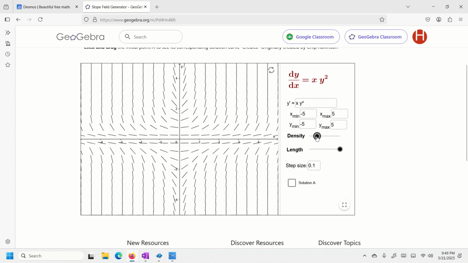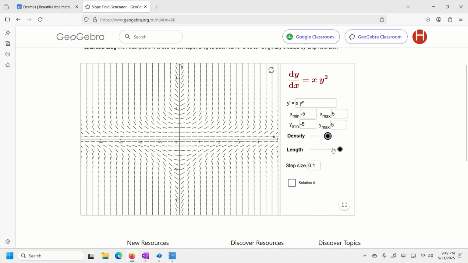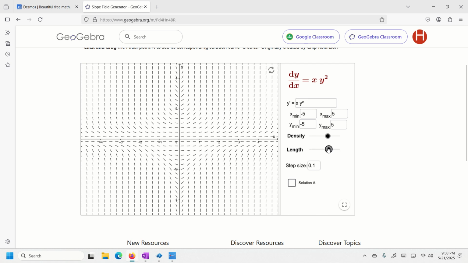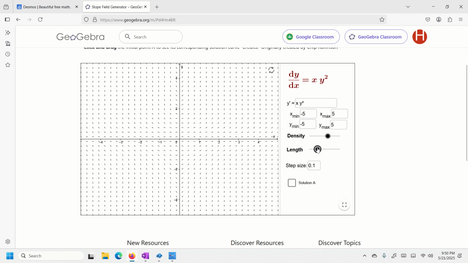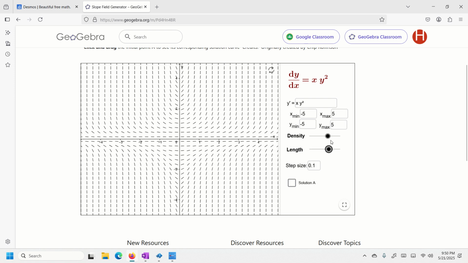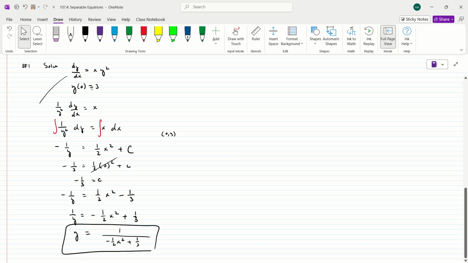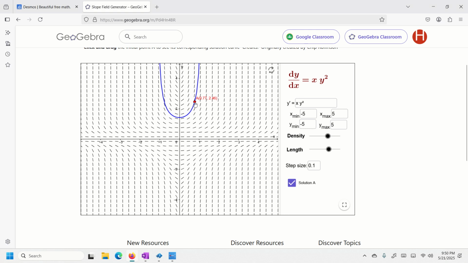You can play around with the density, how many of these line segments you have. You can play around with the length, how long each one of these line segments will be. And moreover, you can play around with plotting a point on this interface. We want our solution to have the point 0, 3. So I can take this red dot right here, carry it over to 0, 3, somewhere around there. Close enough. This function looks a bit parabolic.